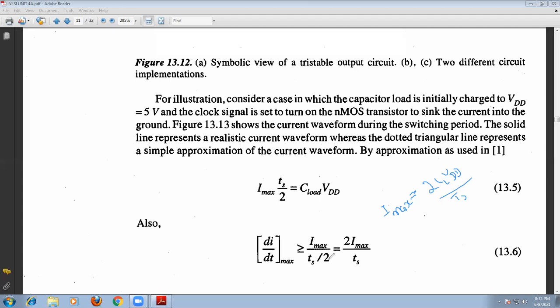Now substituting the value of I max: I max by Ts by 2 is nothing but 2 into I max by Ts. Substituting I max equals 2 CL into VDD by Ts here, you will get the equation.